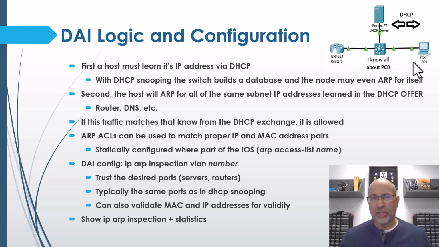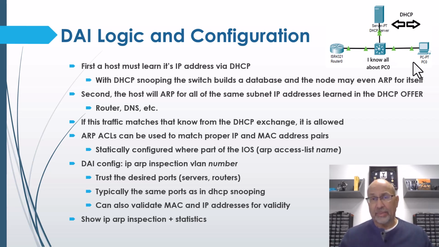In our configuration, all that we're going to do is say we're going to do IP ARP inspection on a particular VLAN. And then we're going to decide to trust the ports or not trust the ports. So I'll go over the config that we did, and then we'll add the IP ARP inspection.